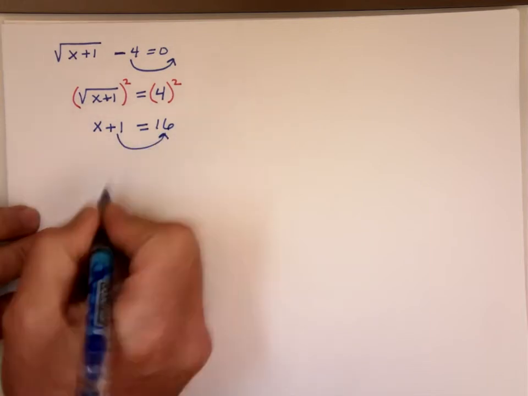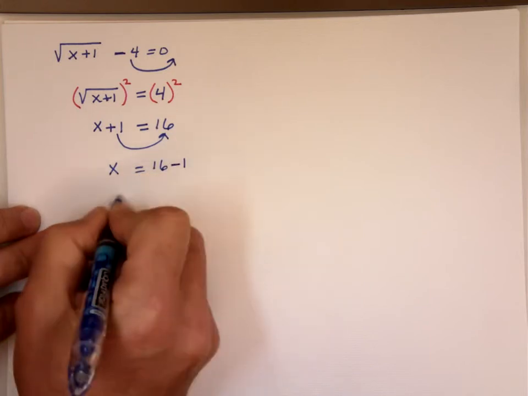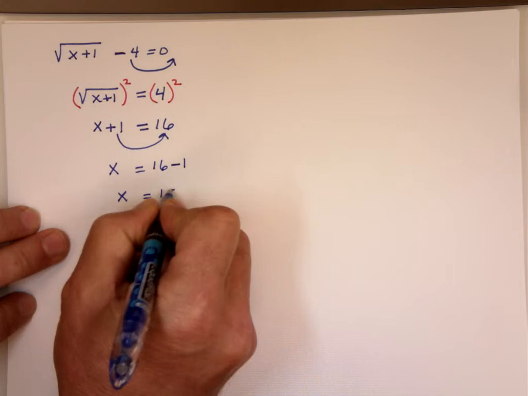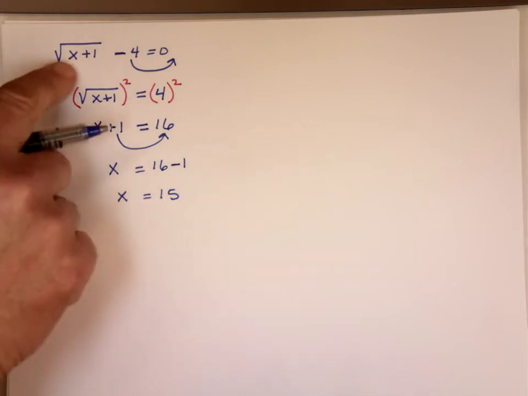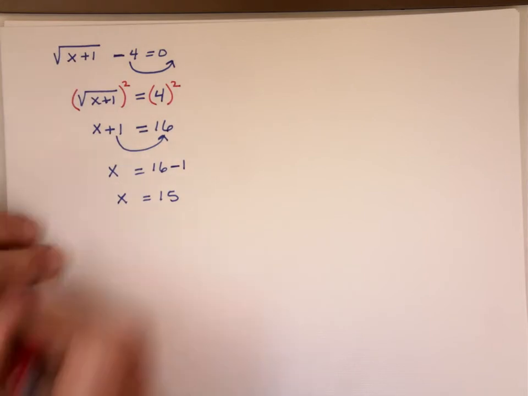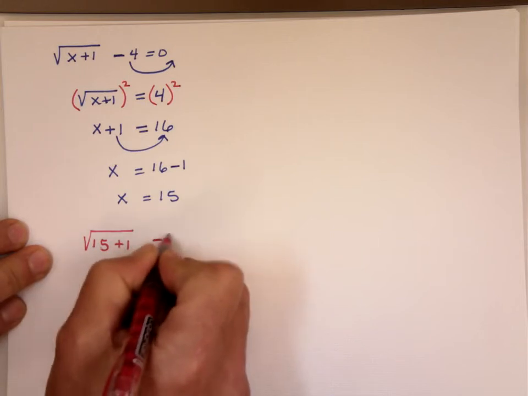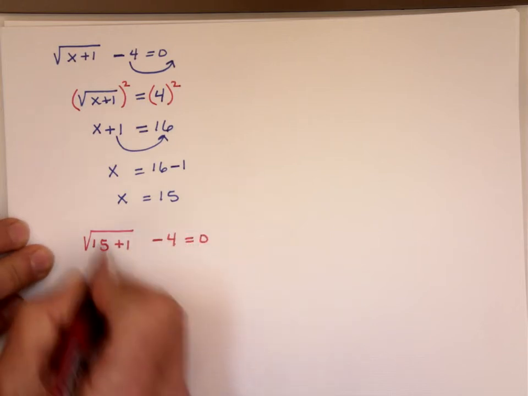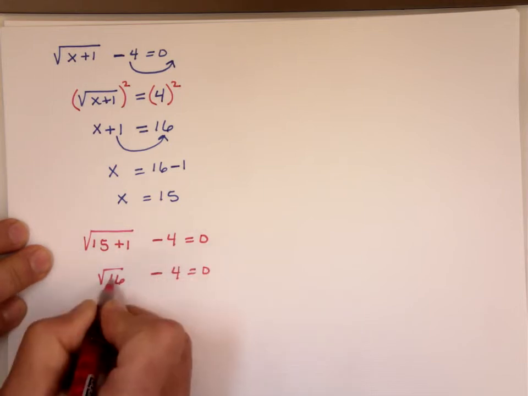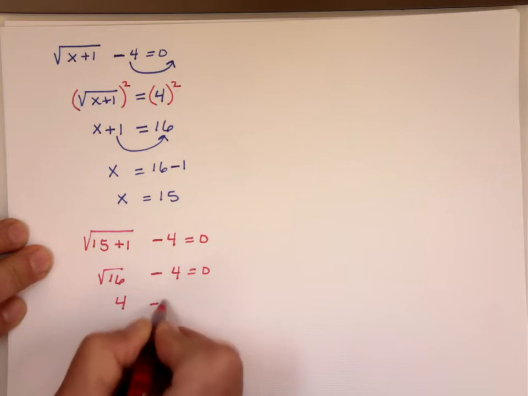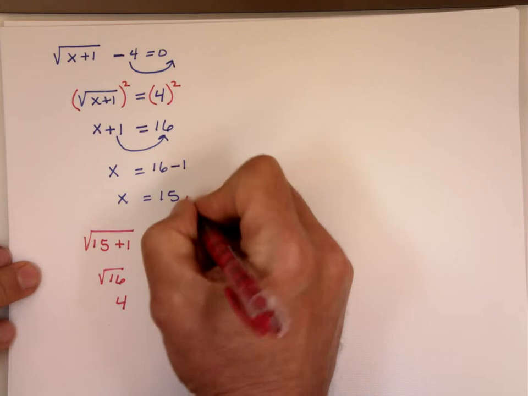Take the plus 1 there, it becomes a minus 1. x equals 15. Let's check the answer. Is the square root of 15 plus 1 minus the 4 equal to 0? That's the square root of 16. Square root of 16 is 4. 4 minus 4, is that 0? Yes, it is. So that is correct.